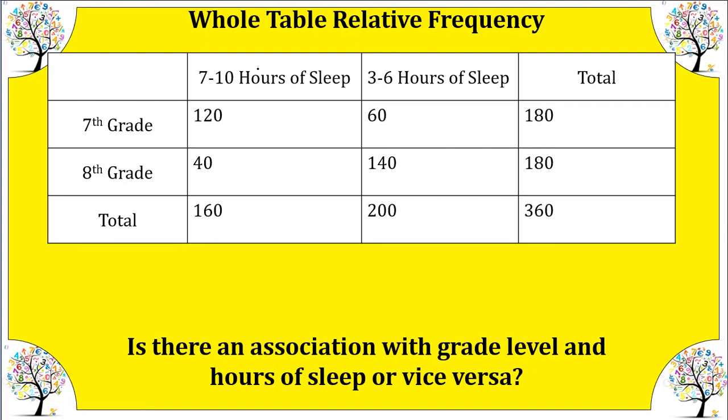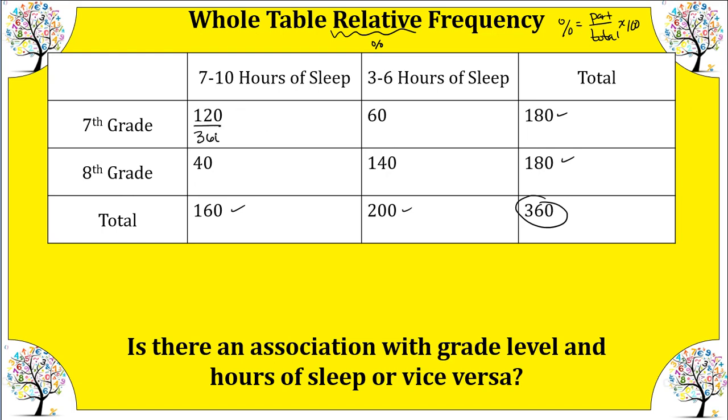Now we're going to take a look at a whole table relative frequency. So remember, the word relative just means percent. And the way that you calculate percent is the part divided by the total times 100. Now remember, in a two-way table, we have several totals. We have the total that was surveyed, and then we have the total of the rows and the total of the columns. So the whole table relative frequency is going to be using the total surveyed to find our percentages.